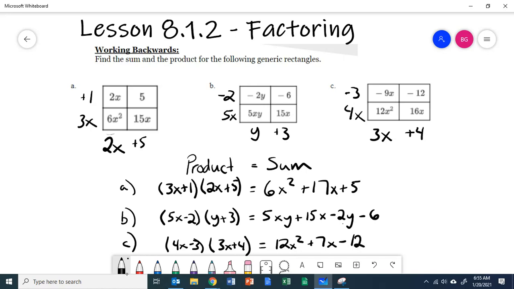Okay, so now think about this: you can flip your products here. You could have 3x plus 4 first and then 4x minus 3 second. But it would be the same thing.